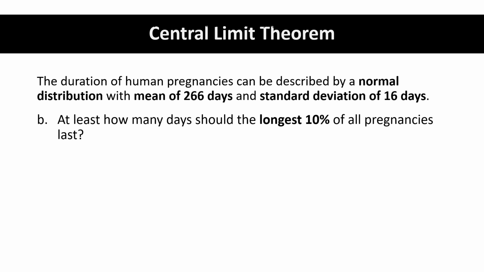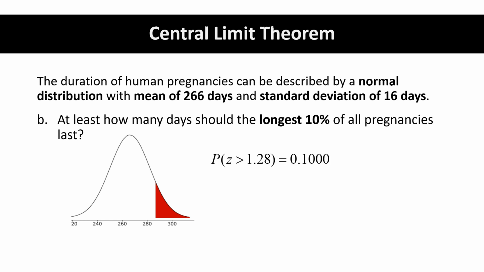Well, the longest 10% is telling us an area. That is the 90th percentile. So if we draw a picture, clearly we can see that the z that corresponds to this x value is going to be positive because it's above the mean. And if this is 10%, then that means the area to the left is the complement of that, which is 90%. So in table 5, in the body of the table, we want to find the closest z-score that comes to 0.90 or 90%. That turns out to be a z-score of 1.28.